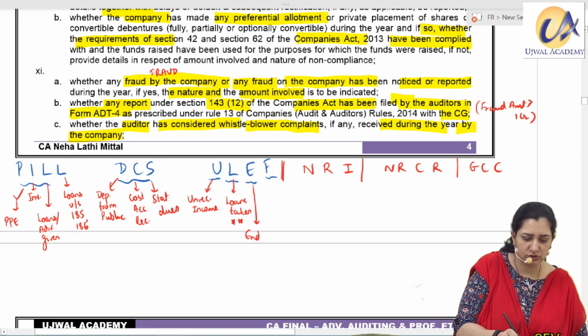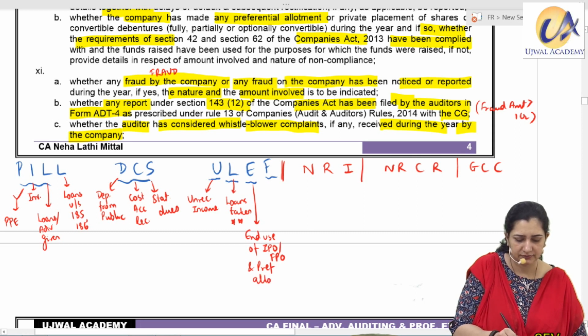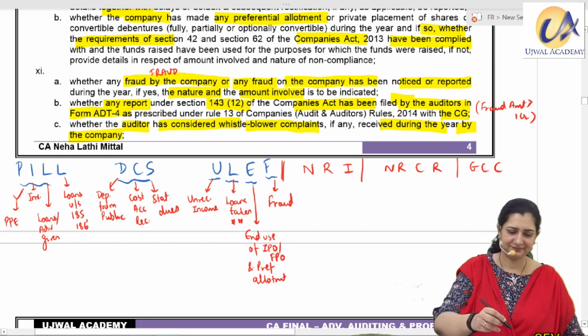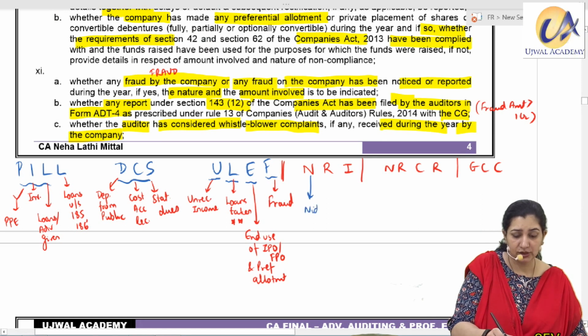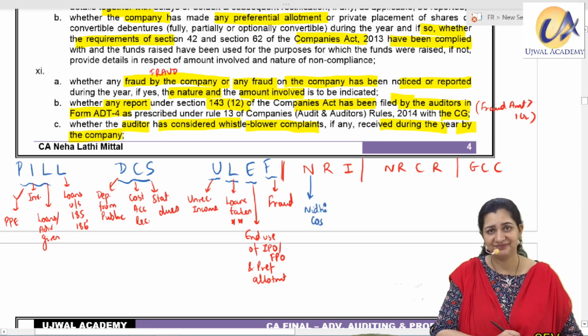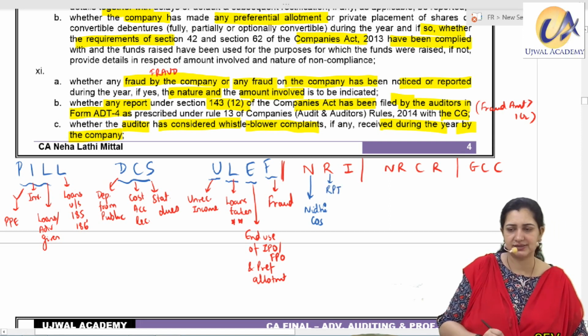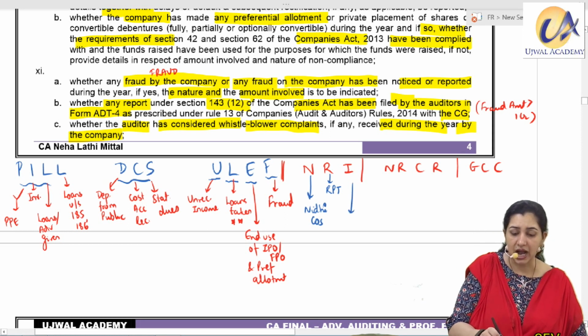E was end use of IPO or FPO and preferential allotment. F normally students never forget. Fraud. Correct? N, boys don't forget many times. Nidhi companies. Then R we had got, this was related party transactions. So whatever related party transactions they have done as per Companies Act, as per AS. Then I, what was that I point? Internal audit.